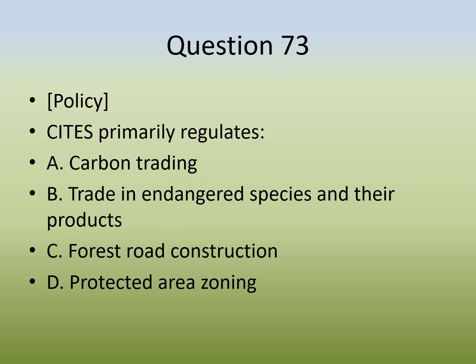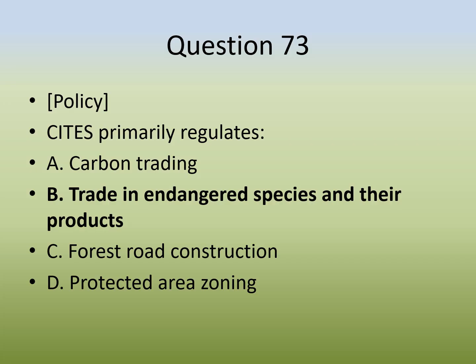Question 73. CITES primarily regulates A. Carbon trading, B. Trade in endangered species and their products, C. Forest road construction, or D. Protected area zoning? The answer is B. Trade in endangered species and their products.